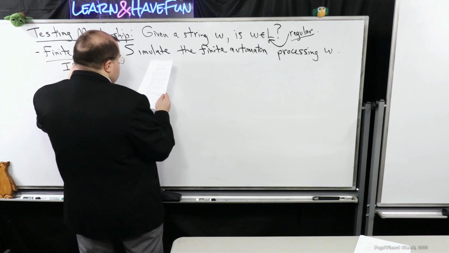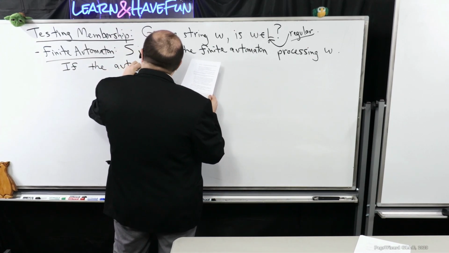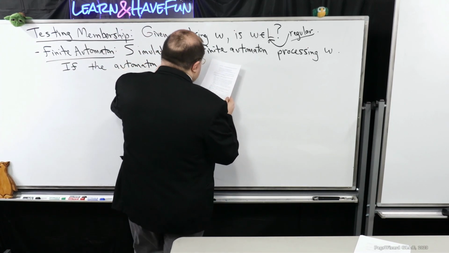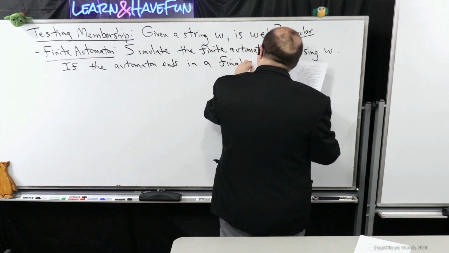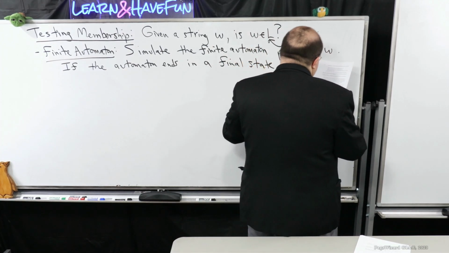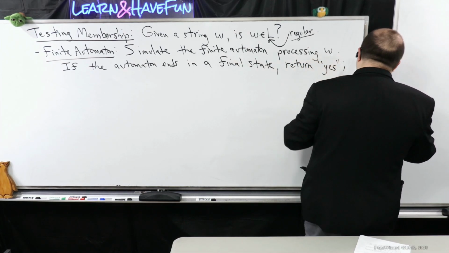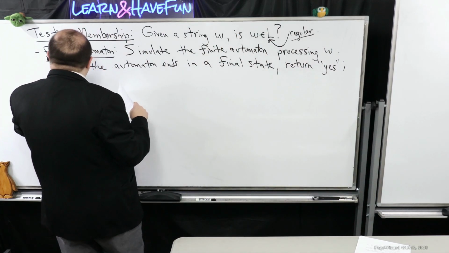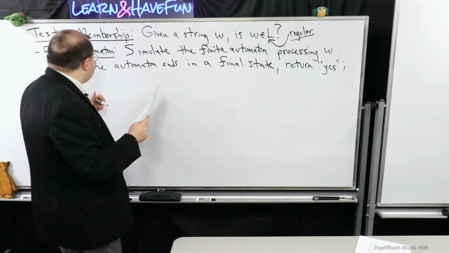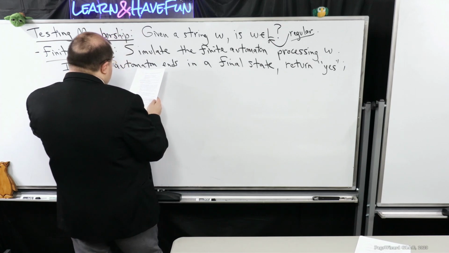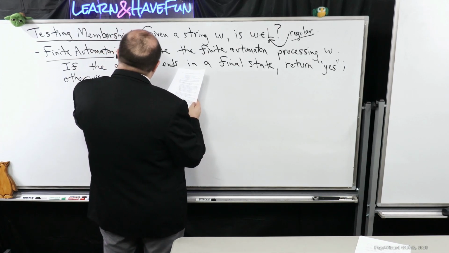So if the automaton ends in a final state, what does that mean? It means it accepts, right? Which means it's a part of the language, which you would return yes. Otherwise, it's no. Otherwise, the automaton read w and now is in a non-final state, so answer no.